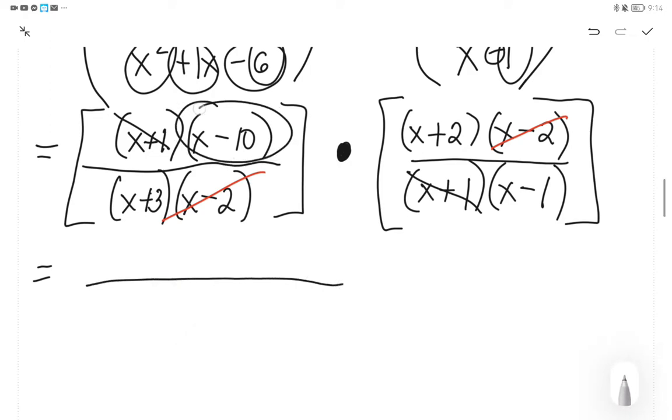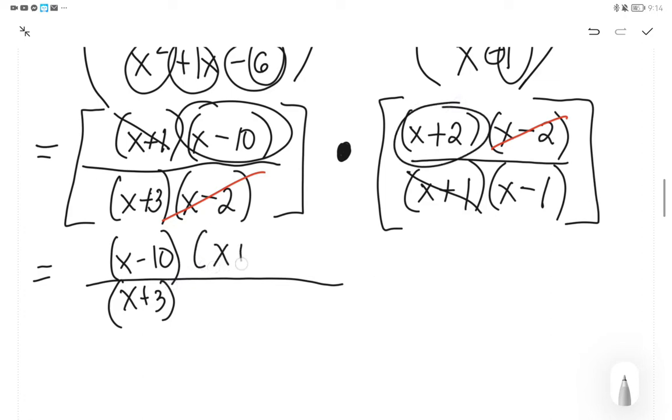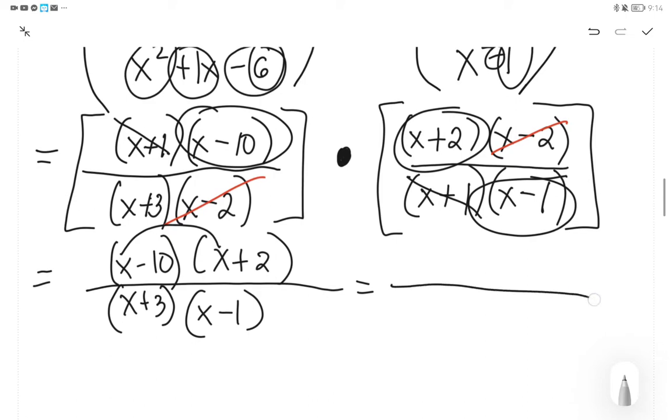Ang nabilin sa atong dividend, that is x minus 10 over x plus 3. Ang sa atong divisor, si x plus 2 over x minus 1. Now, let's simplify. Multiply this one. We use FOIL method, x squared. Tapos, si middle term, that is plus 2x. Si outer terms rather. Tapos, si inner terms, that is negative 10x. And the last terms, negative 10 times positive 2, that is negative 20.